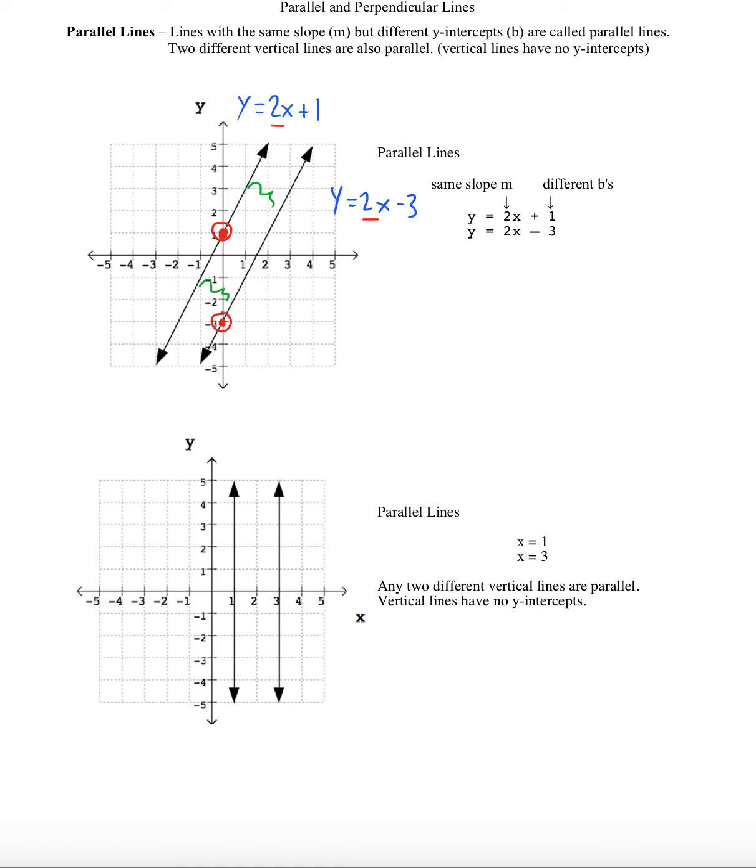Another unusual case of parallel lines could be if we have two vertical lines. Another case would be if we had two horizontal lines. These would be considered parallel lines. So the equation of the line on the left is x equals 1. It's a vertical line. The equation of the one on the right is x equals 3. In my example, the lower line could be, for example, y equals 1, and the top one could be y equals 4. Those are parallel lines.